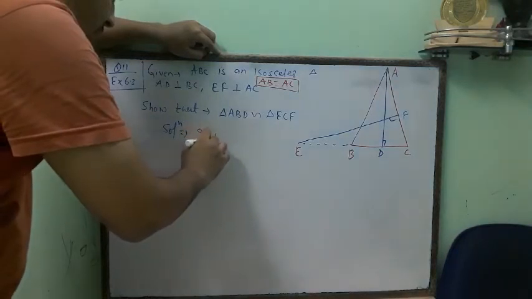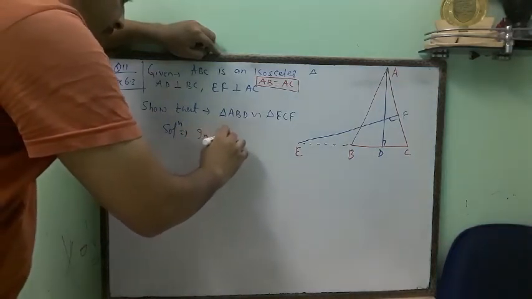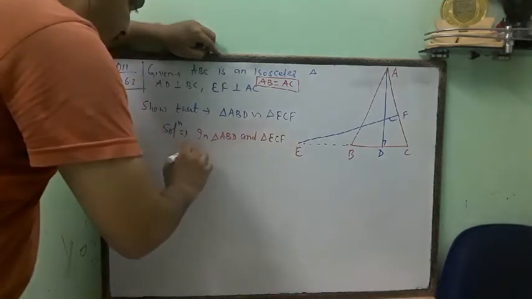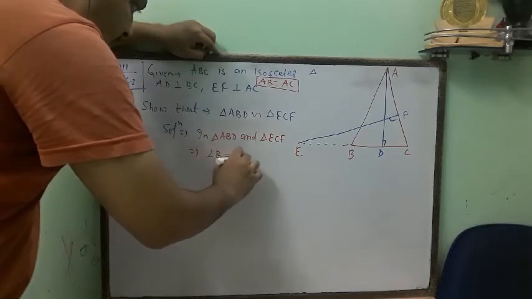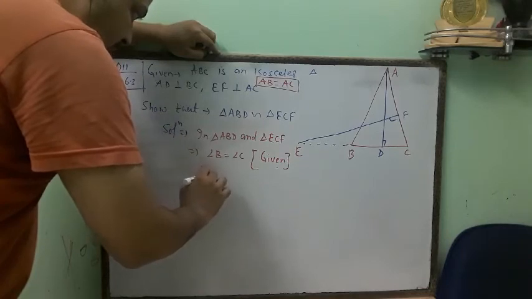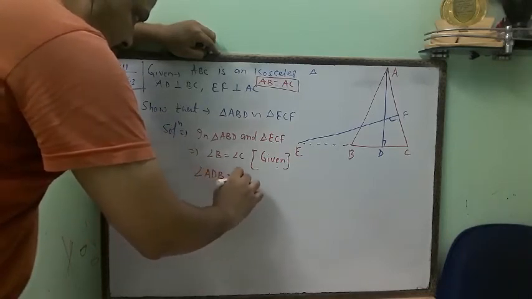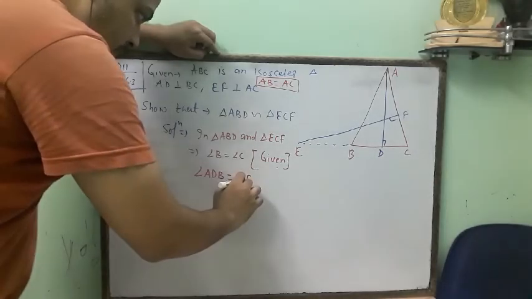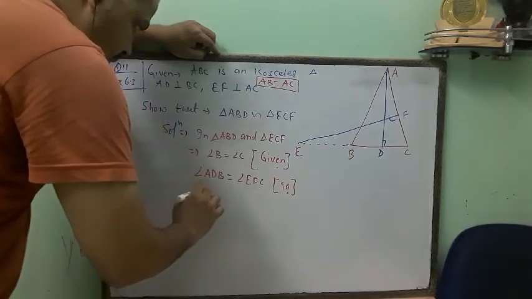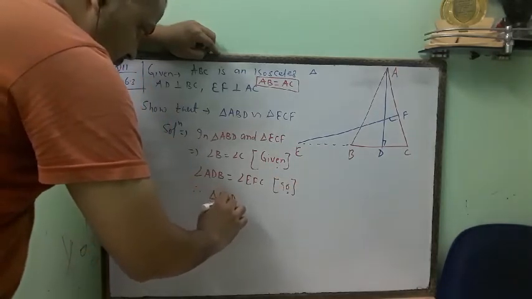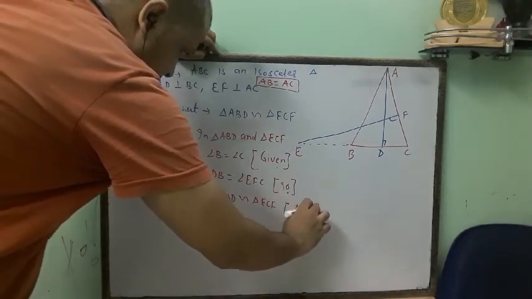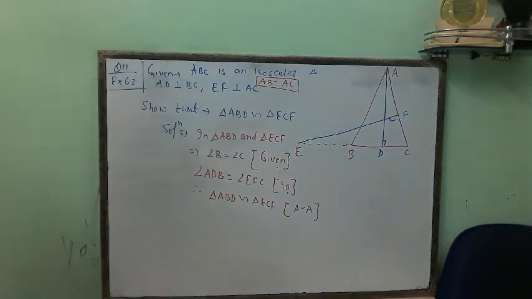So we will start. In triangle ABD and triangle ECF, the first angle, angle B is equal to angle C, that is given. Now the second angle, angle ADB is equal to angle EFC, that is equal to 90 degrees. Therefore triangle ABD is similar to triangle ECF, the criteria is AA. This is the proof of question number 11.